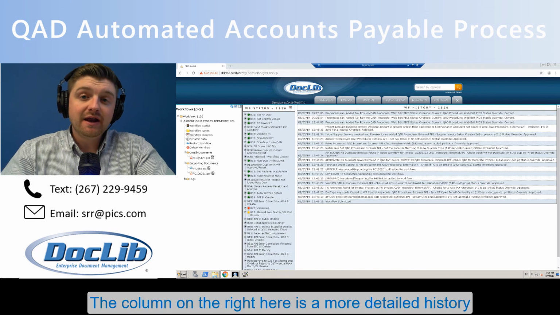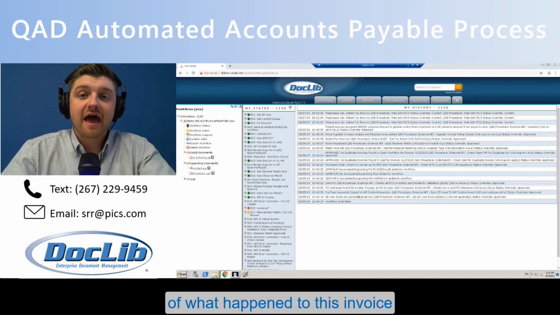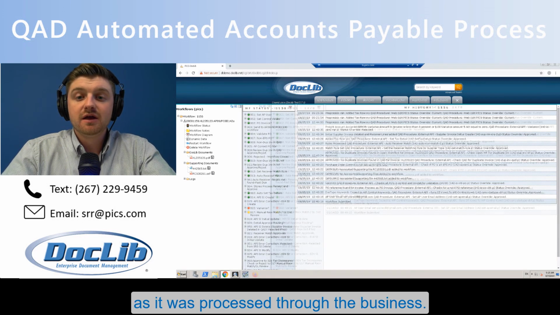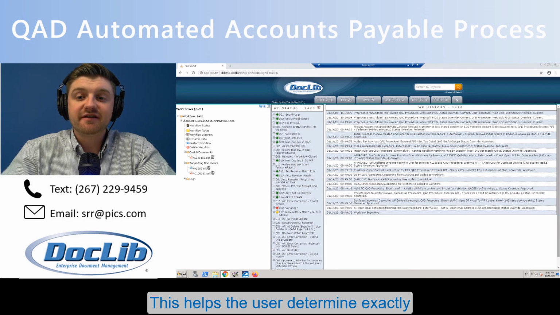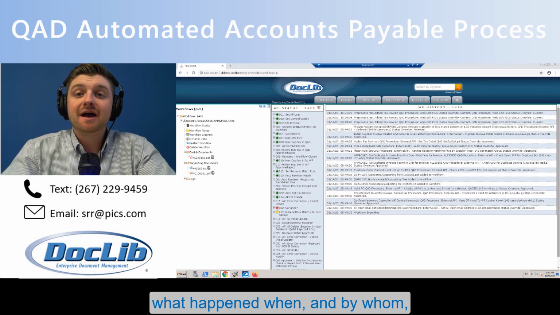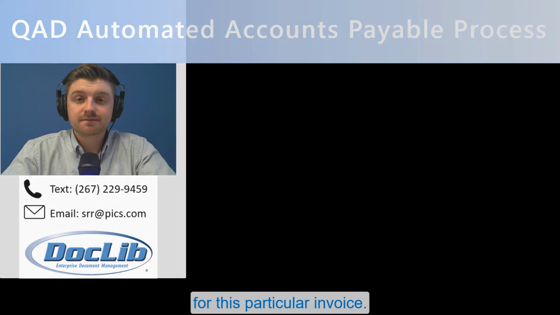The column on the right here is a more detailed history of what happened to this invoice as it was processed through the business. This helps the user determine exactly what happened when and by whom for this particular invoice.